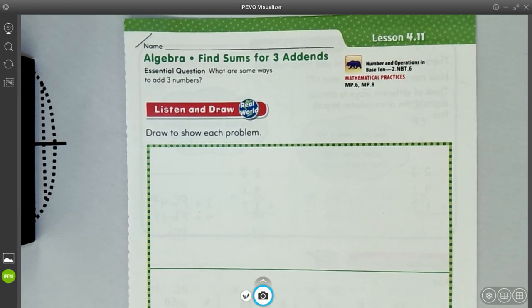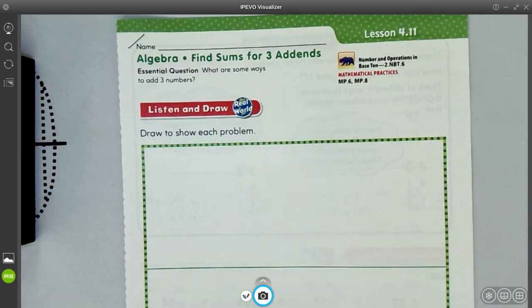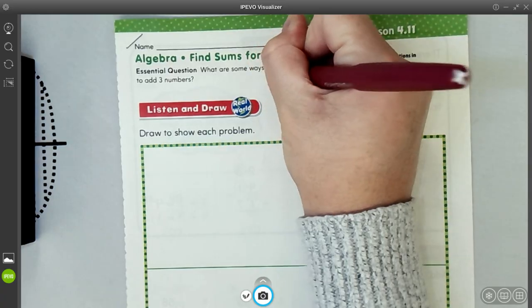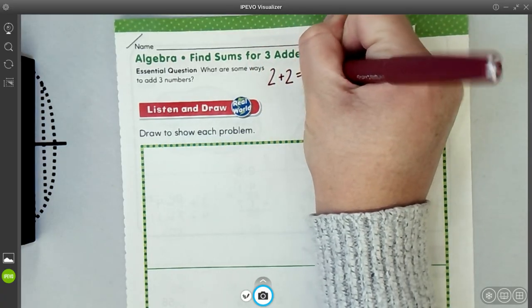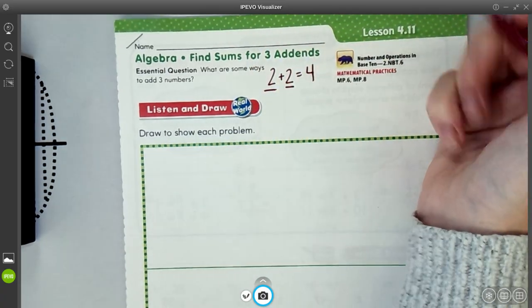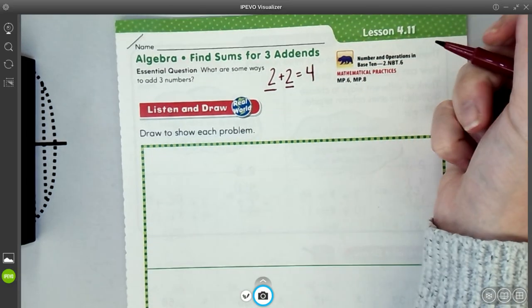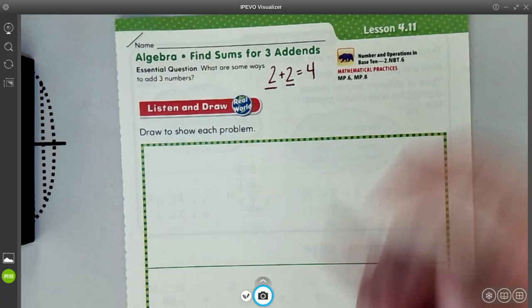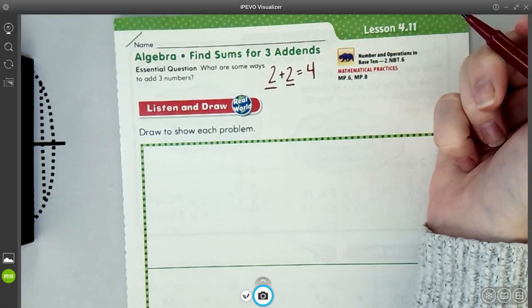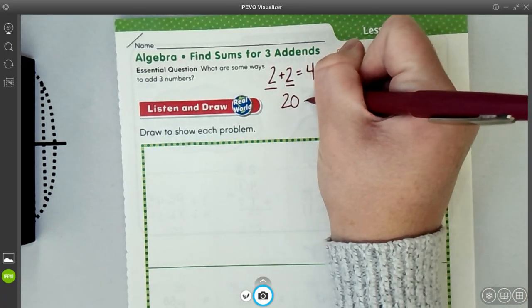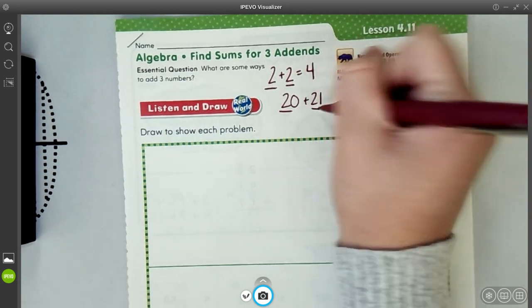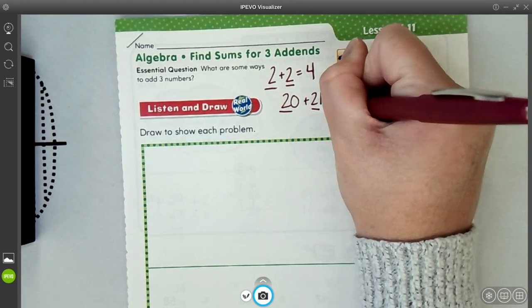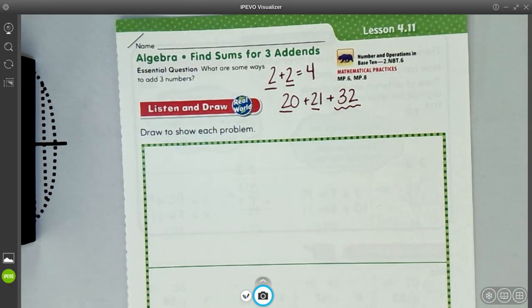Find sums for 3 addends. So normally we've been working on 2 addends. So 2 plus 2 equals 4. There's 2 addends. Starting today, we're going to be working on having 3 different addends, if each of them have 2-digit numbers. So we could have 20 plus 21, that means 2 addends. But if we added 32, there's our third addend.